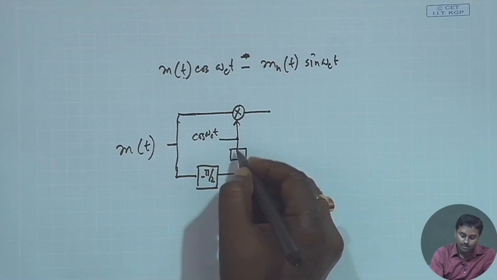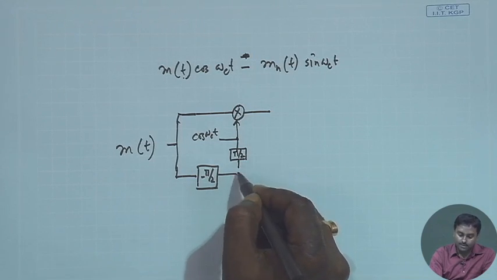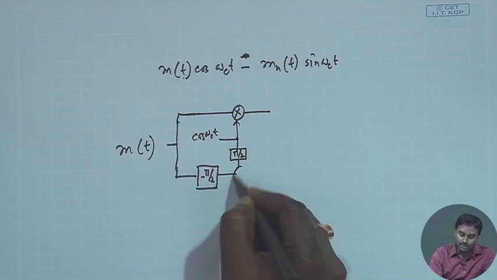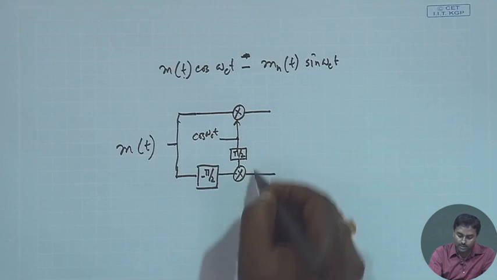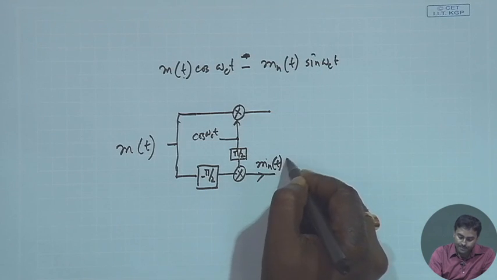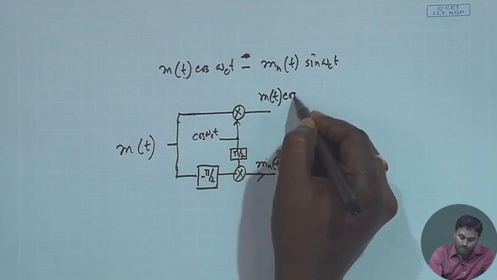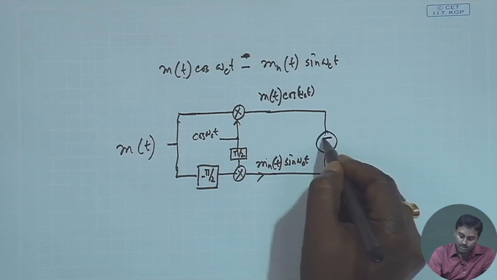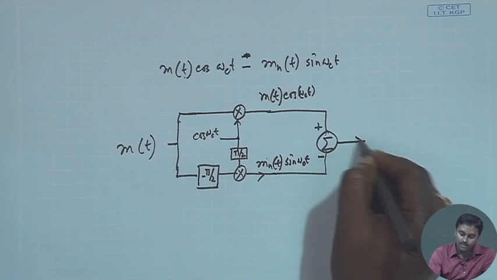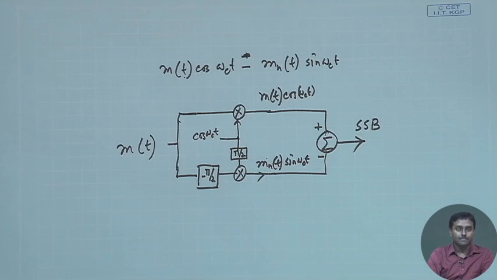Here you give some pi by 2 phase shift, that will generate sin omega_c t from cos omega_c t, and then you multiply. So this will generate m_h(t) into sin omega_c t. So here you will get m_h(t) sin omega_c t, and here you will get m(t) cos omega_c t. If you wish to do upper sideband, you just add this plus this minus, and that will be your SSB signal. Okay.